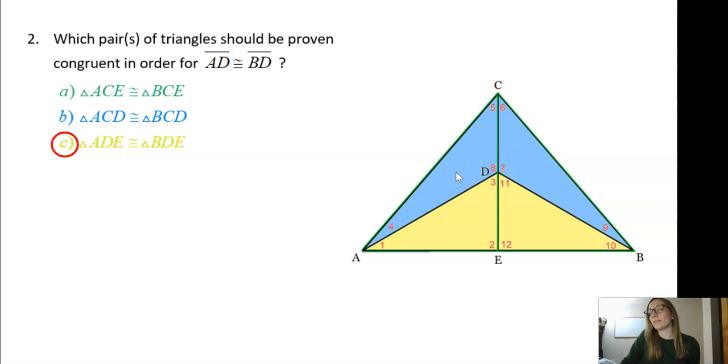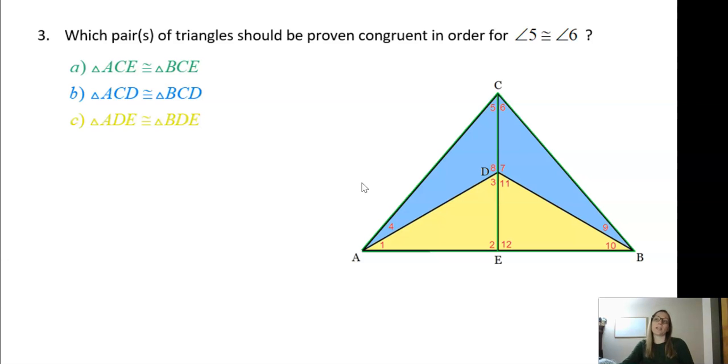So that means that if I proved ACD, this blue triangle, congruent to this blue triangle here, then I could say that AD is congruent to BD because they would also be corresponding parts of congruent triangles, this time the blue triangles.